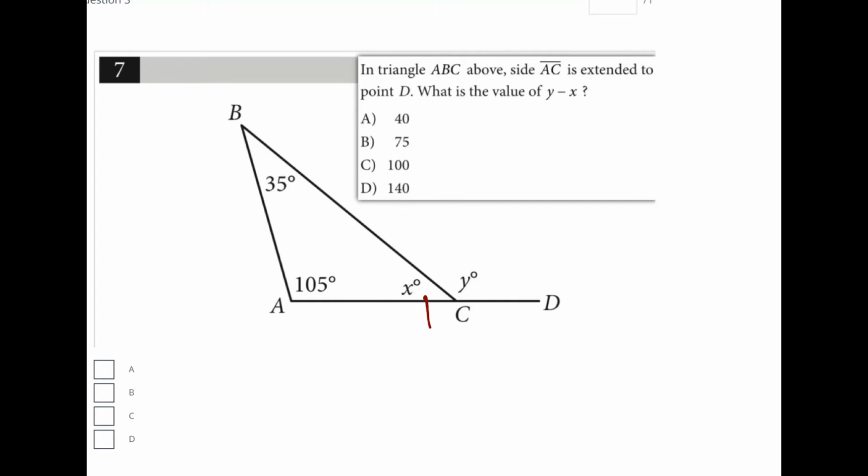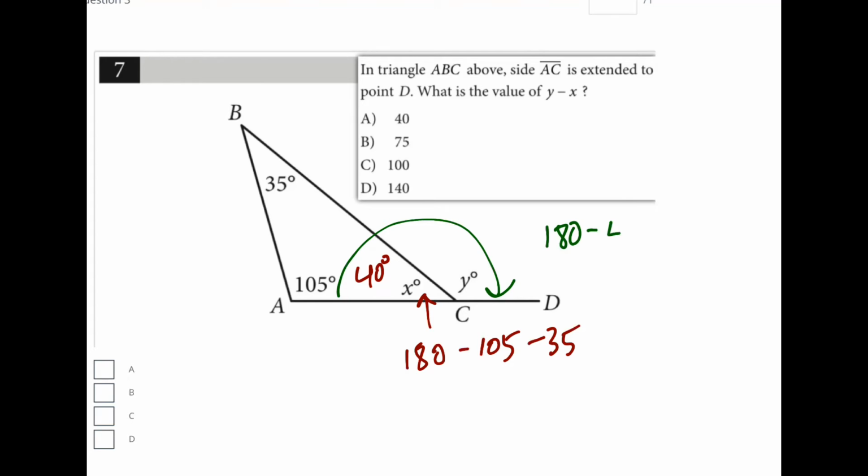We know two angles of this triangle, so we can take 180 minus 105 minus 35 to figure out the third angle. That means that x is 40 degrees. This forms a linear pair, so we take 180 minus 40, and we get 140 for y.